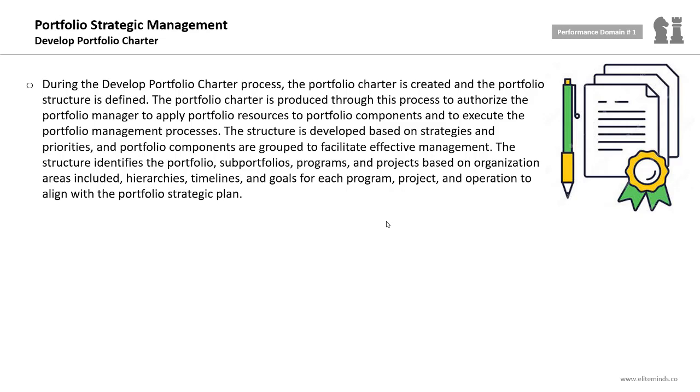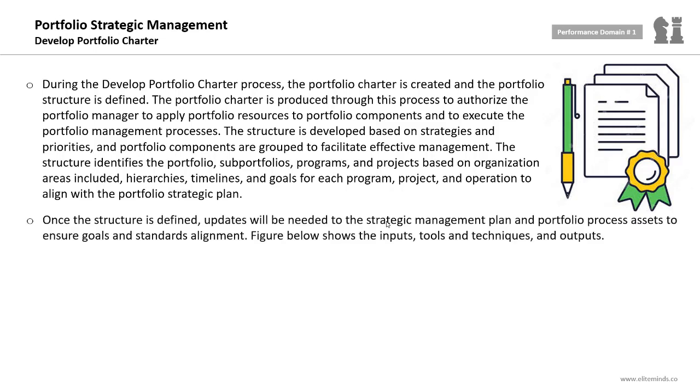The structure then is developed based on strategies and priorities, and portfolio components are grouped to facilitate effective management. The structure identifies the portfolio, sub-portfolios, programs, and projects based on organization areas included, hierarchies, timelines, and goals for each program, project, and operation to align with the portfolio strategic plan. Now, once the portfolio structure is defined, updates will be needed to the strategic management plan and portfolio process assets to ensure goals and standards alignment.